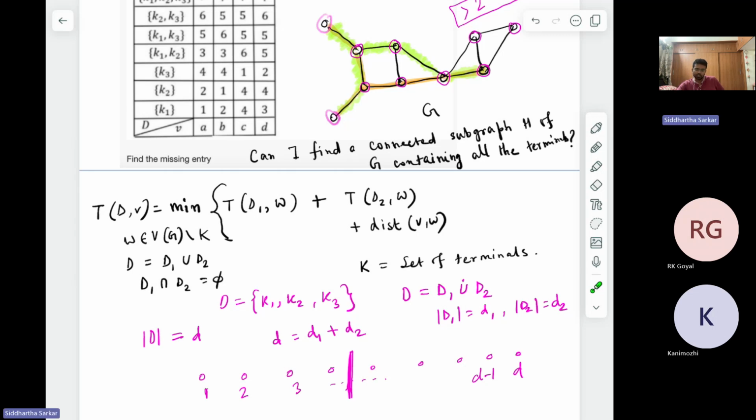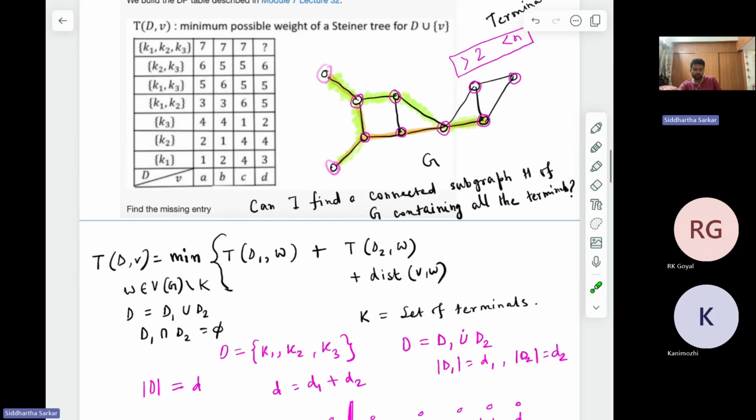All right. So this is going to give you a Steiner tree, or rather, the minimum weight Steiner tree. But this Steiner tree will only be obtained when this recursion bottoms out somewhere. So you have to also identify what the base cases of this recursion are.